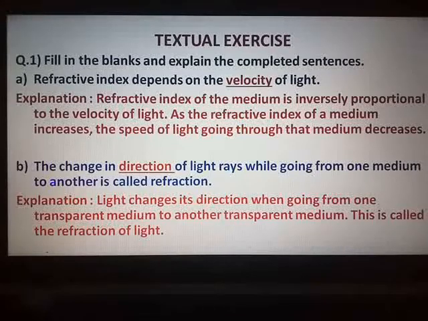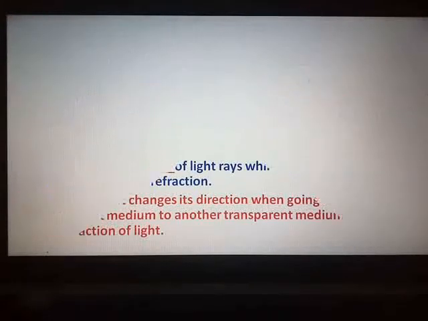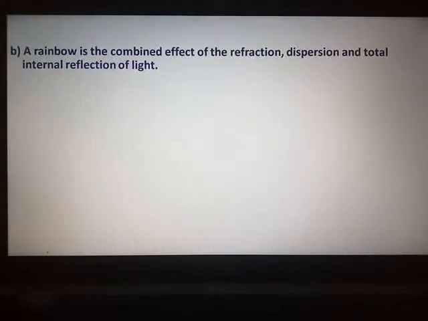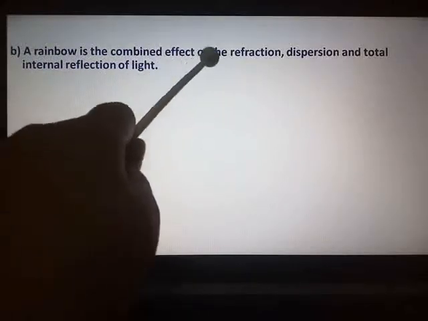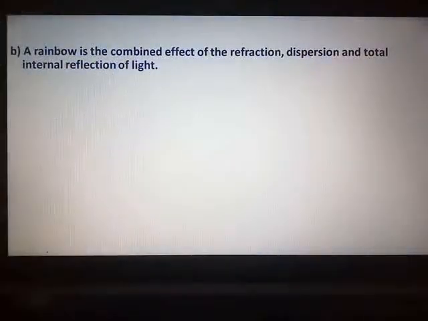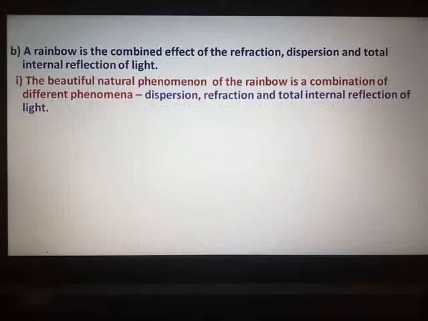Let us move to the next question, that is question number 2. A we will keep aside, towards the end of the video I will discuss. Question number 2b is about the formation of a rainbow. They have asked us, prove the statement. A rainbow is the combined effect of diffraction, dispersion and total internal reflection of light. I have given you the answer in marking on page number 78.